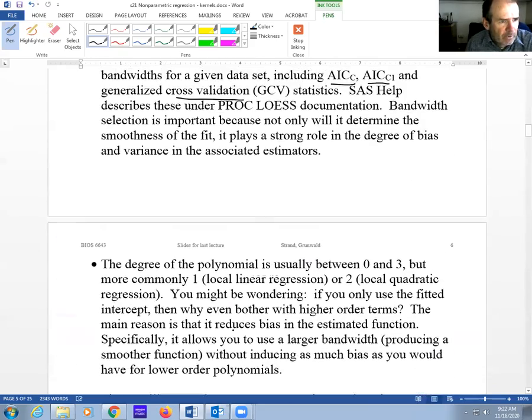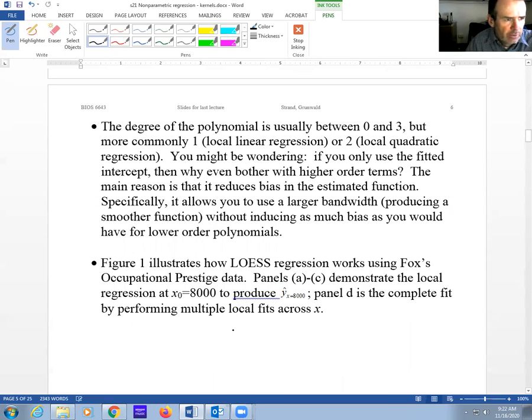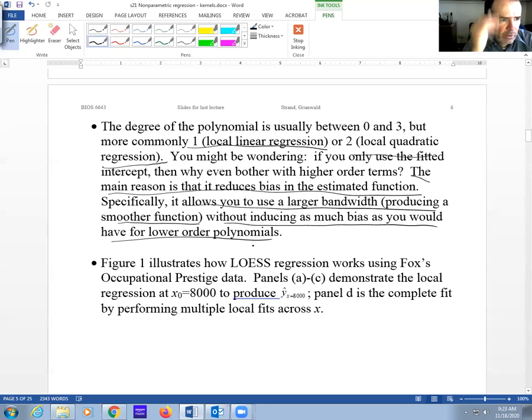So what we do when we do our local regression, usually you're going to add a first order term in there. If you do a first order, it's called local linear regression. And if you do a second order, it's local quadratic regression, rather than just averaging the points around it. So why do we need to add a linear term there if we're only going to take the centered intercept out of there? The main reason is that it reduces bias in the estimated function, especially on the endpoints. We can talk about that more later, but it allows you to use a larger bandwidth, producing a smoother function without inducing as much bias as you would have for lower order polynomials.